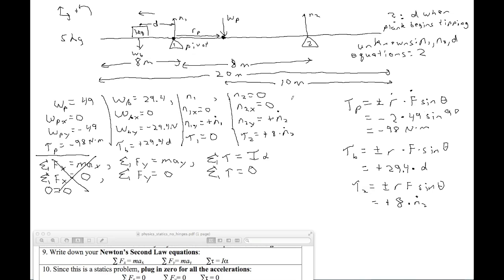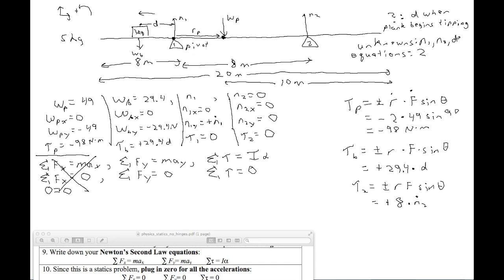Now, if we had noticed that earlier, we could have saved ourselves some work, because now we know what the y component of normal force 2 is. So then that would be 0. And what's the torque from normal force 2? 0. If we had figured that out earlier, we could have plugged that in from the start. In fact, you could have just left out normal force 2 from the whole problem as soon as you realize that it doesn't come into play when the plank begins tipping.